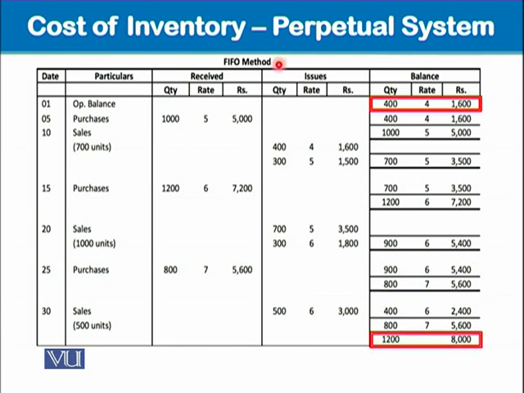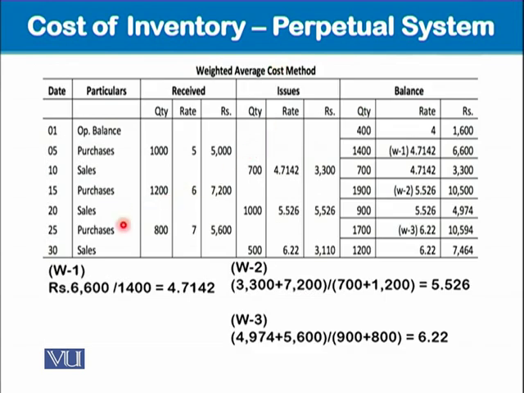Okay, let's see what we have with us under the weighted average costing method. The same perpetual system of accounting we are following, and we are working out cost of inventory, and the method is weighted average. The opening balance remains same, 400. All right, and this 1,000 units we are buying at rupees 5 each. But now this 400 and 1,000 will be clubbed together like this.